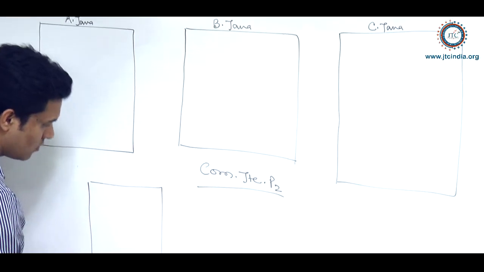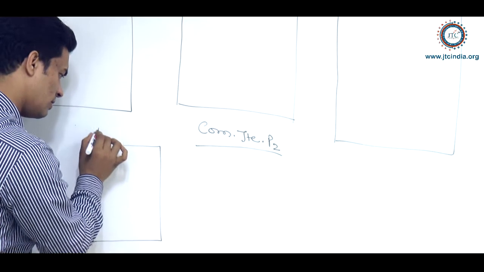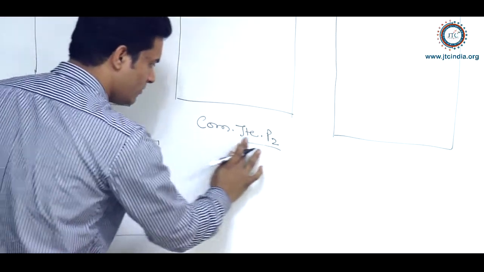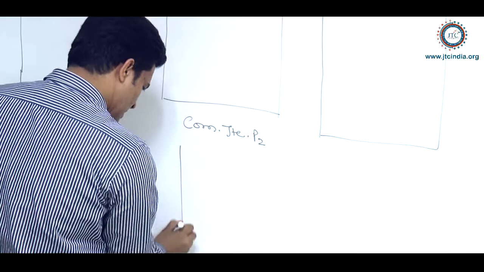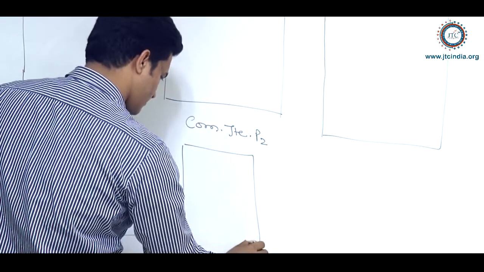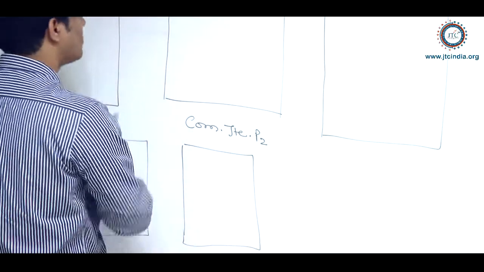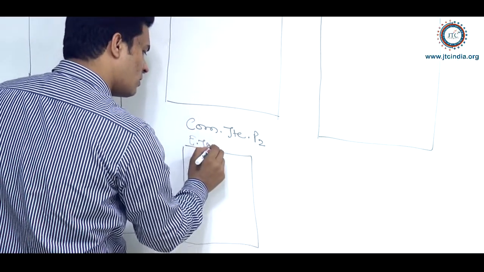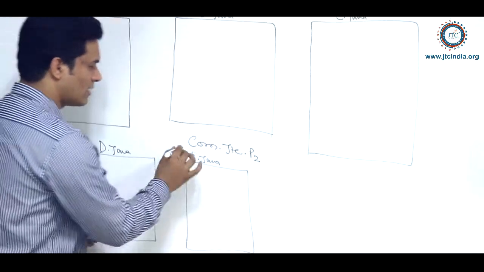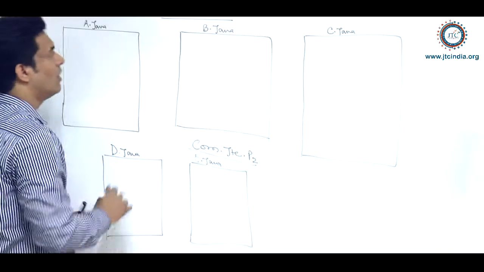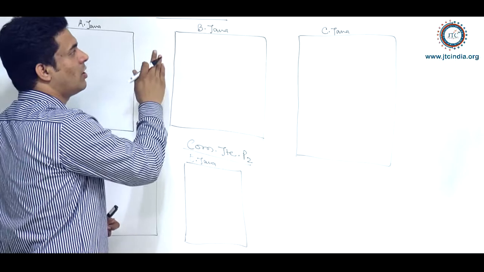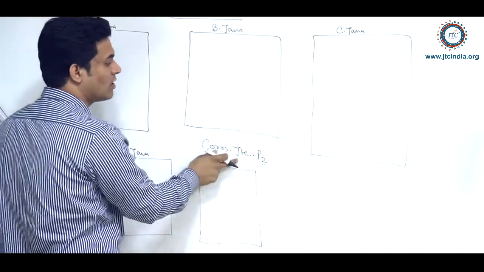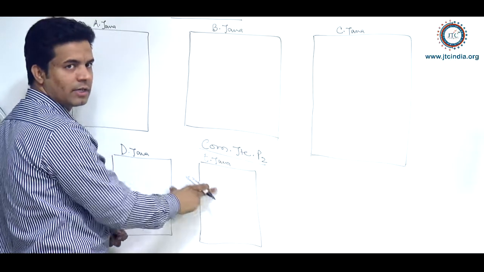One class is D.java, and another class is E.java. So, I'll repeat again. Inside the package com.jtc.p1, three classes are available, A, B, and C. Inside the package com.jtc.p2, two classes are available, D and E.